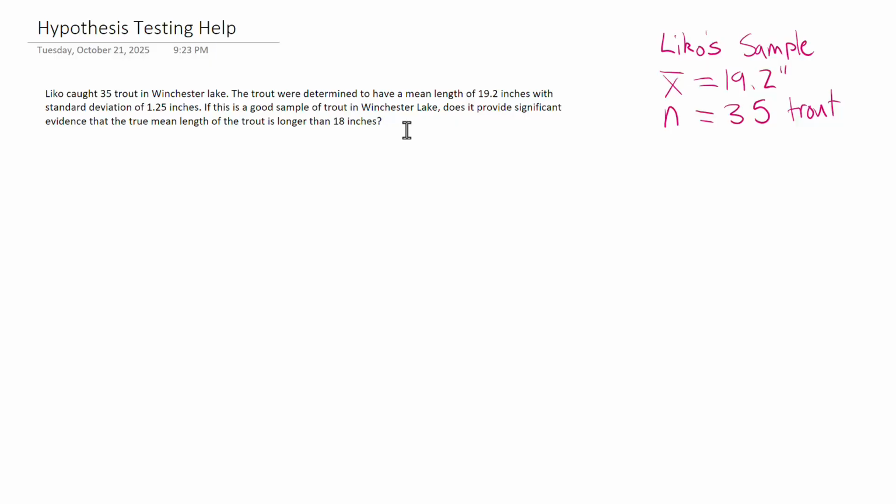That's a good day fishing. And then the sample standard deviation is 1.25 inches, or at least the trout were determined to have a length of 19.2 inches. So if this is a good sample of trout in Winchester Lake, does it provide significant evidence that the true mean length of the trout is longer than 18 inches? So what we're trying to say here is: is this good evidence that our trout are, on average, in the lake population, longer than 18 inches?